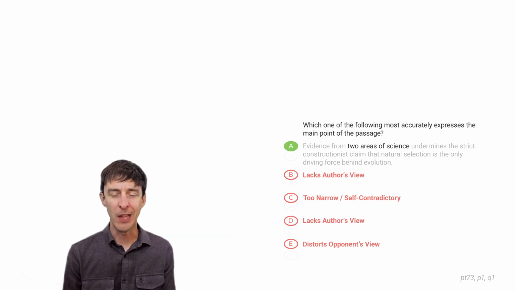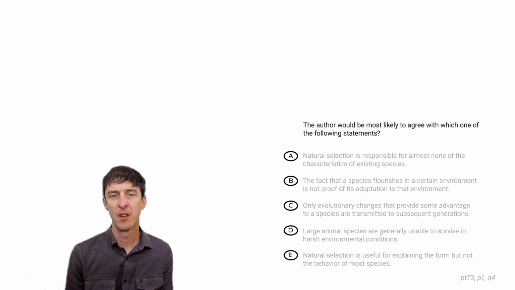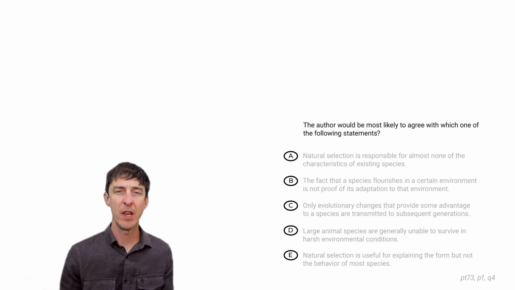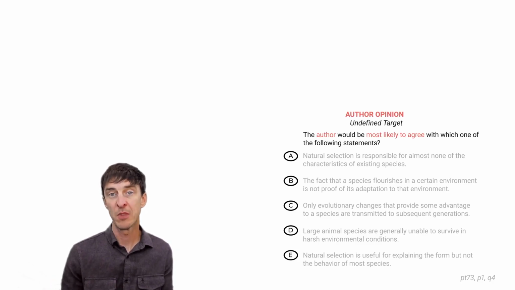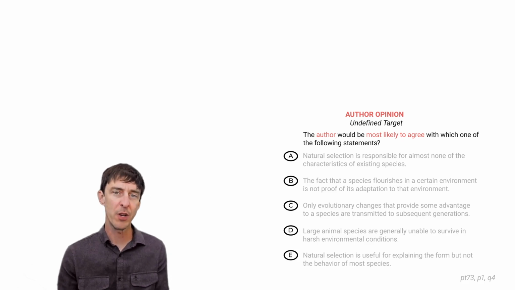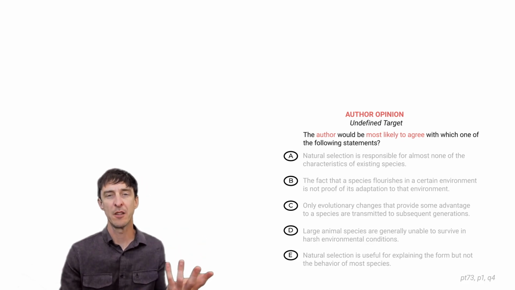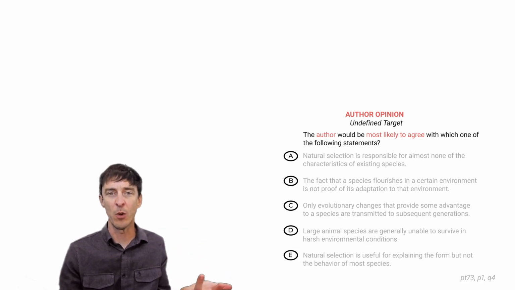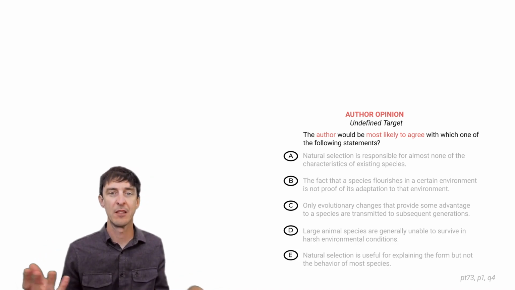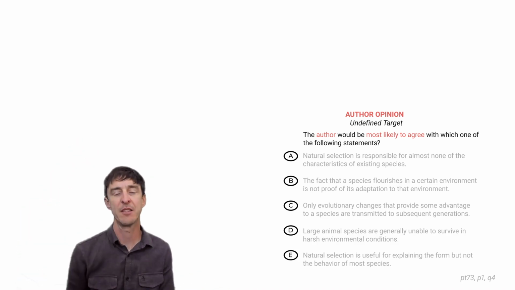All right, let's work on this next question together. When we see the question stem, we identify it as author opinion because it's talking about the author most likely to agree, but it has an undefined target because it didn't give us any keywords like agree about what. So it's just encompassing the entire passage.